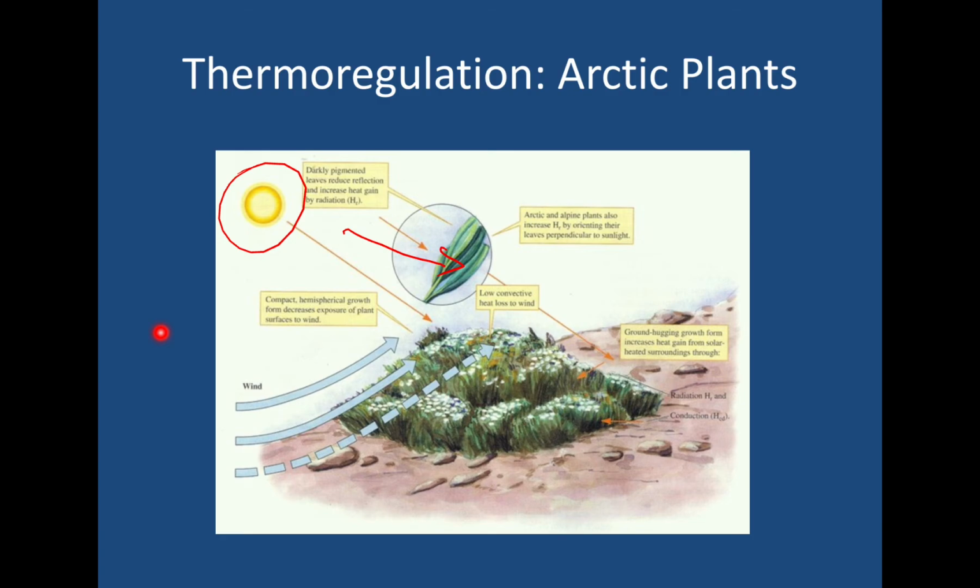The growth form of these plants is usually very compact as opposed to the open growth form that desert plants have. So this compact growth form is usually close to the ground, which prevents heat loss from wind exposure. It also allows the plant to increase the heat it gains from the surrounding ground, which is exposed to the sun.